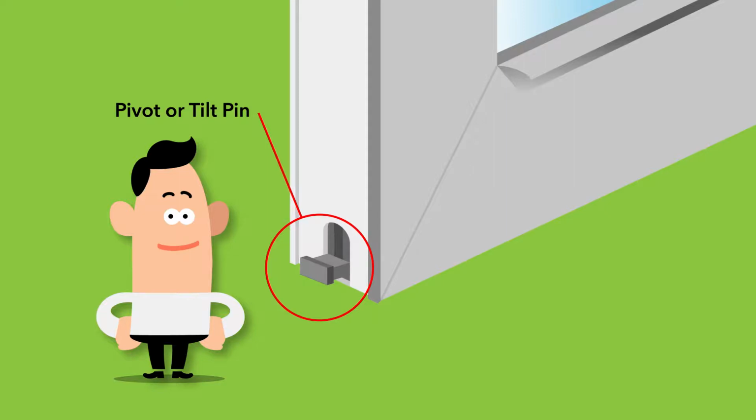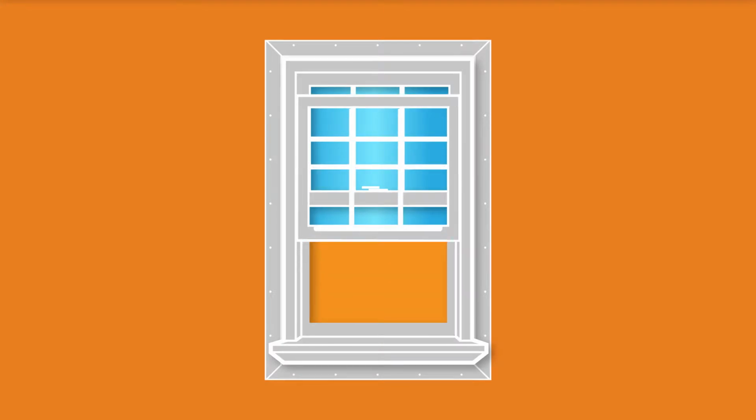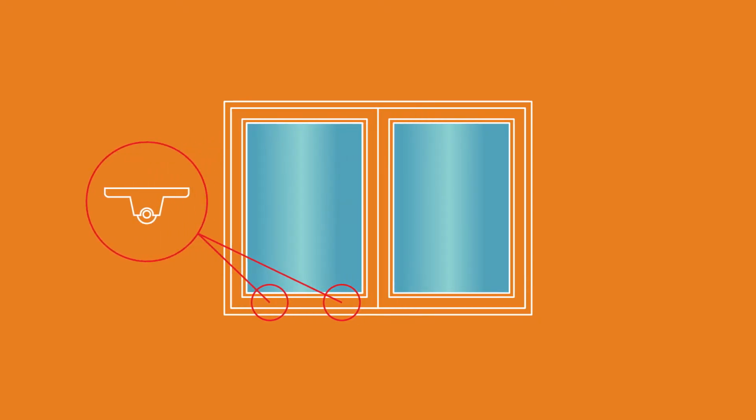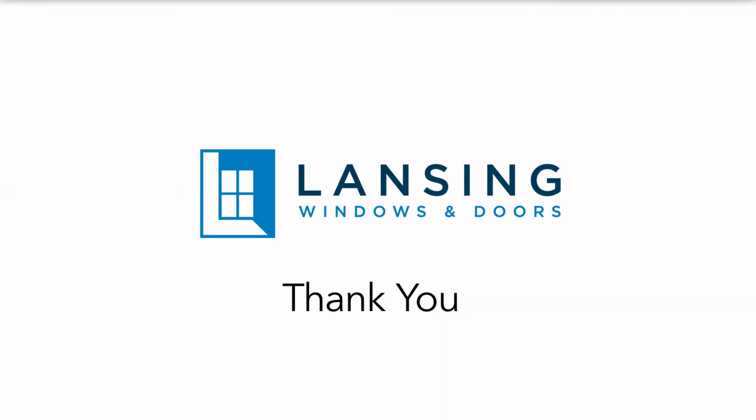The pivot or tilt pin is attached to the bottom of the window sash. The balance must be properly seated in the pivot pin to allow the window to raise and lower properly. Sliding window sashes operate horizontally with rollers or glide pads. Because parts of a window are not always referenced the same way, we hope this made understanding window anatomy a little easier.